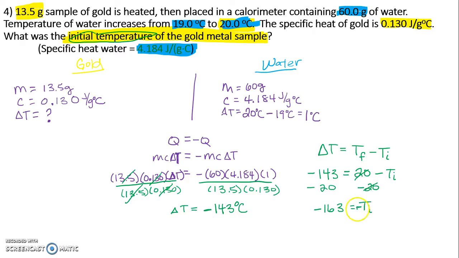But this is negative T initial. So these cancel out to be positive. So T initial equals 163 degrees Celsius. And that makes sense because if T initial was 163 and then it decreased by 143 degrees Celsius, then you'd end up at 20 degrees Celsius.